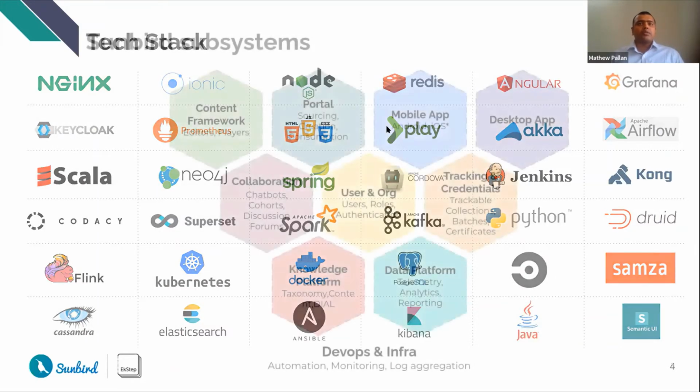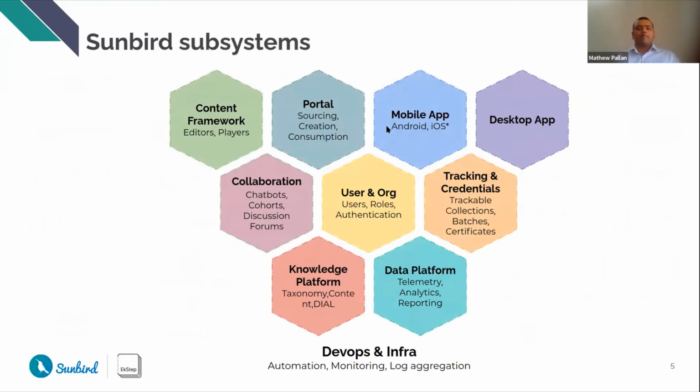Moving on to the subsystems. What you're seeing here, they are the various subsystems in Sunbird. At the base, we have a strong foundation built on DevOps and Infra best practices. We have 100% automation in everything we do, 100% ability to monitor the state of the infra and systems. And we also have log aggregation and log tracing to enable that each of these subsystems do not have to take care of all these cross-cutting concerns.